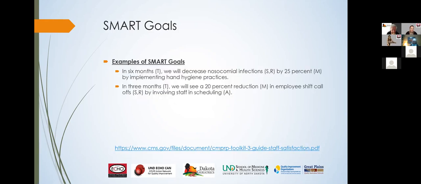Right, here are 2 examples of SMART goals. Sorry, trying to look at both screens. In 6 months, which is your time bound, we will decrease nosocomial infections, specific and relevant, by 25%, which is measurable.